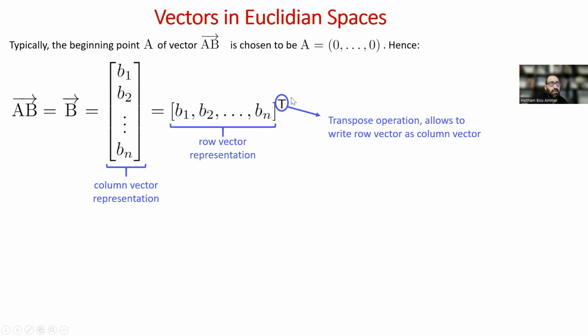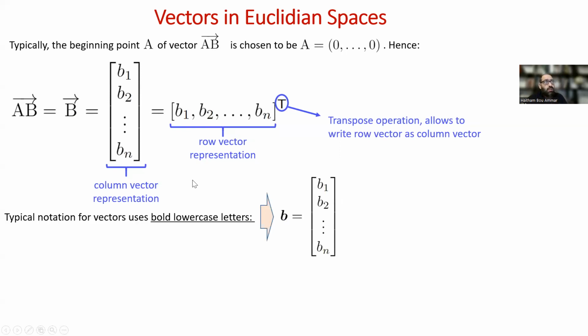This transpose operation, you can think about it as allowing you to change the shape of that vector. So if you have a column vector and you transpose that, then you will get a row vector. And if you have a row vector and then you transpose that, then you get a column vector.